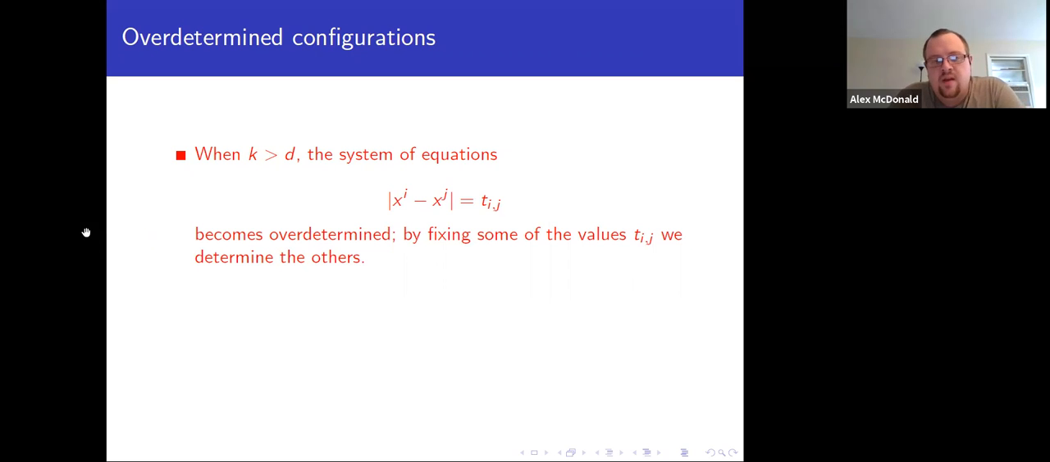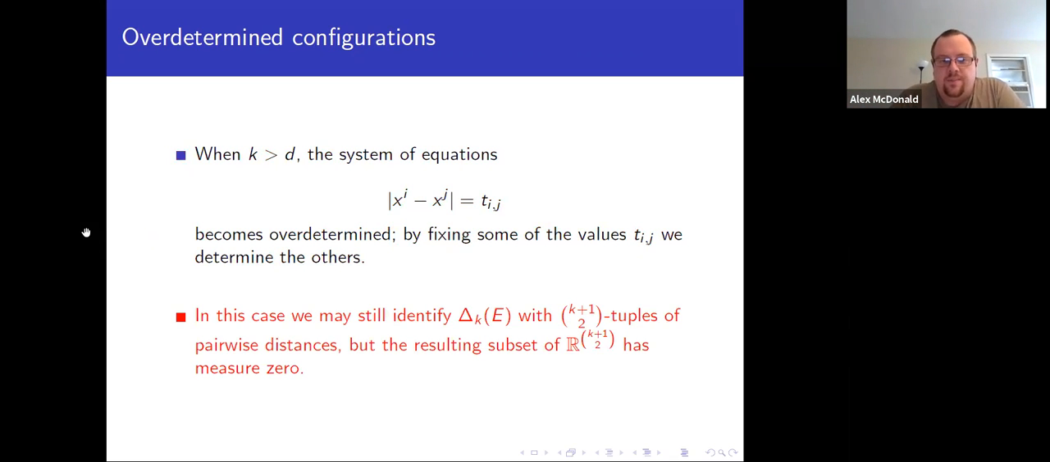Okay, so what happens when k is bigger than d? So when k is bigger than d, the difference qualitatively is that this system of equations becomes overdetermined. So you have a system of equations determined by these k plus 1 choose 2 pairs of points, and you can set them equal to a specified distance. So we can still identify delta sub k of E with the k plus 1 choose 2 tuples of pairwise distances, but the resulting set has measure 0, which you can think of as in some sense a lower dimensional set within our k plus 1 choose 2.